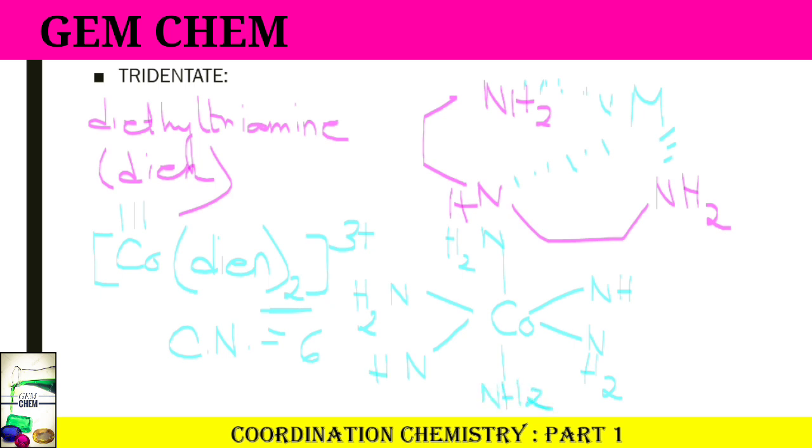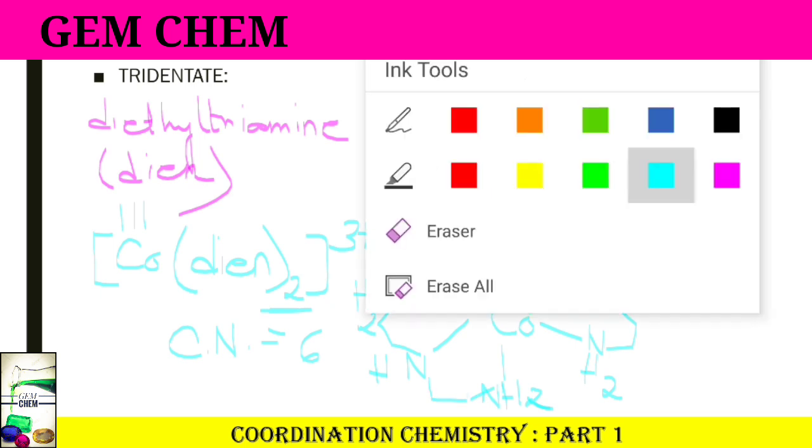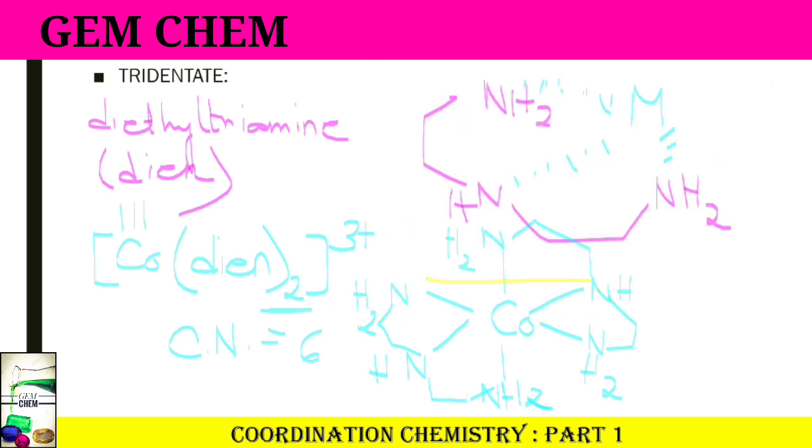Finally, draw their CH2 part, CH2, CH2. Similarly for this one, CH2 and CH2. So from here you can see that there is a formation of octahedral complex, right?